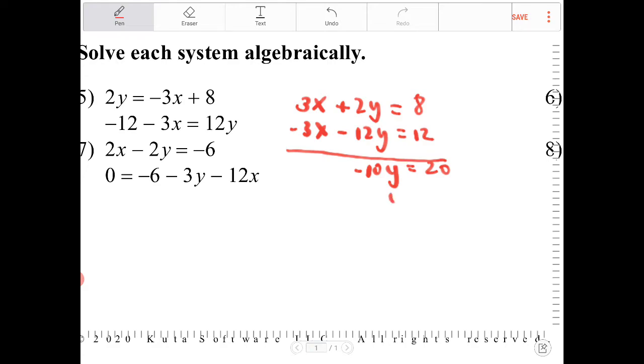Divide both sides by -10, and we end up with y equals -2. If y is equal to -2, we then substitute that back in.